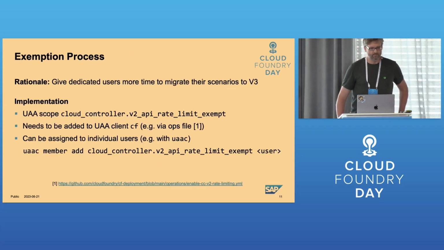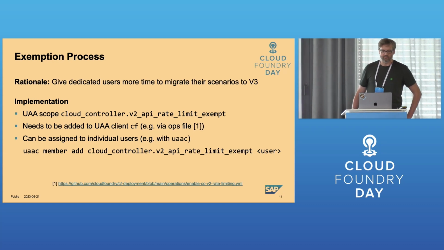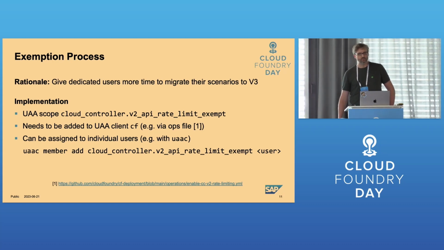Okay, for every rule there's an exception. So in general, the dedicated V2 rate limiting and the stepwise ramp down worked well for most of the clients that we have. But of course, there are some users that require more time to migrate to V3, for example, because they depend on some third-party libraries also. And that's why we came up with an exemption mechanism, which is based on a UAA scope that we introduced.